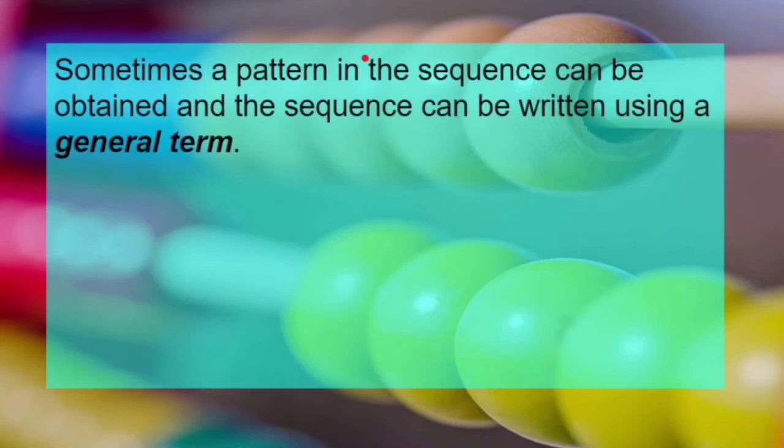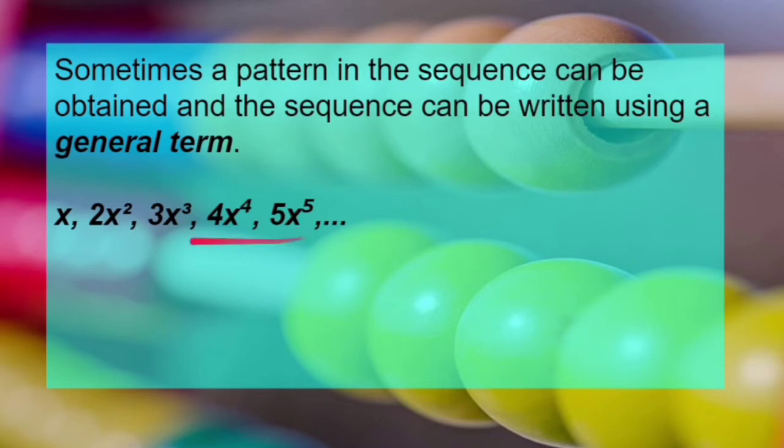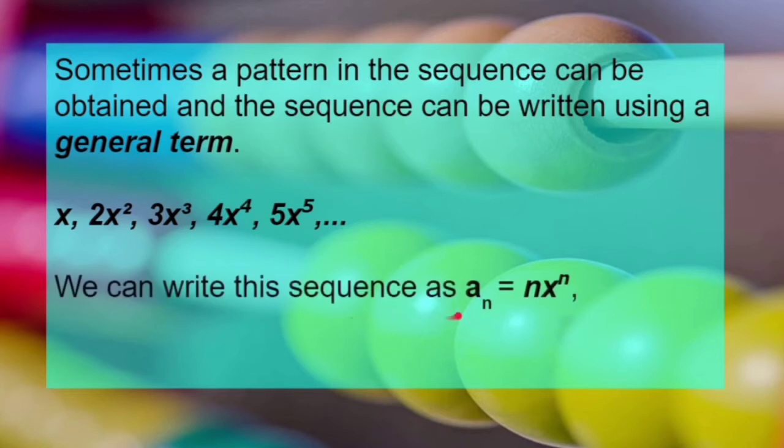So let us proceed to our next discussion. Sometimes a pattern in the sequence can be obtained and the sequence can be written using a general term. In the previous example, x, 2x squared, 3x cubed, 4x raised to 4, 5x raised to 5, and so on. Notice that each term has the same exponent and coefficient. Aside from that, these are increasing. So we can write this sequence as a sub n equals n x raised to n. We have this numerical coefficient and exponent which are the same as the n.